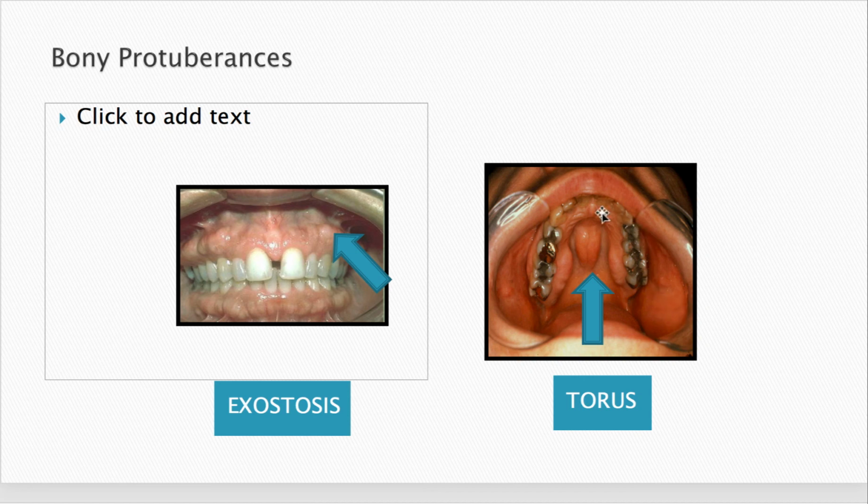On the right, we have a palatal torus. Now, tori can also be present on the mandible, but typically you will find palatal tori in 20% of all patients, with Caucasian females exhibiting the highest prevalence at 27%, and females almost showing a 2-to-1 prevalence ratio over males for having palatal tori. In addition, Caucasians are found to have these more frequently than African Americans.